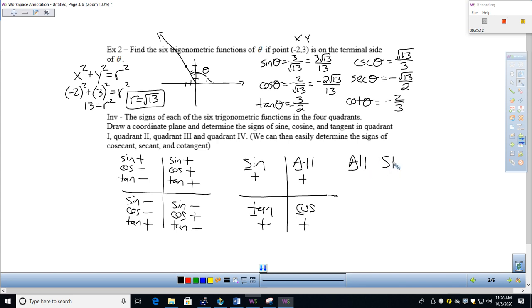All students take calculus. Remember that? And now you can remember this. All students take calculus. So what that means, all are positive in the first quadrant. Sine out of the big three is the only one that's positive in the second. Tangent's the only one that's positive in the third. Cosine's the only one that's positive in the fourth. Hope that makes sense. All students take calculus. All, sine, tangent, cosine.